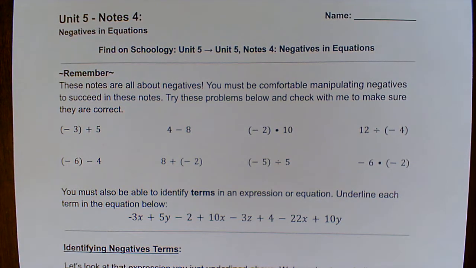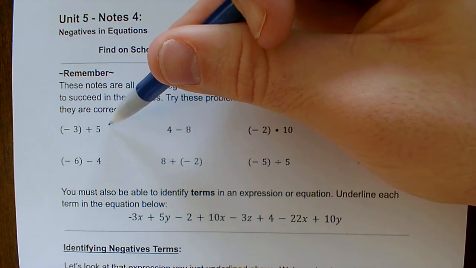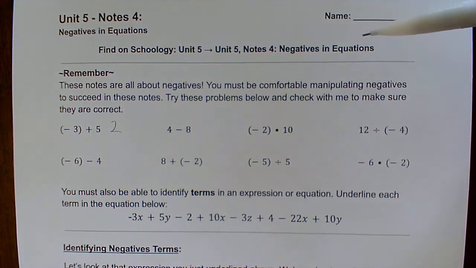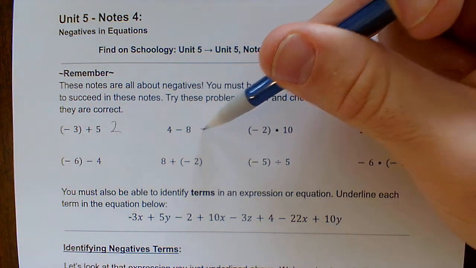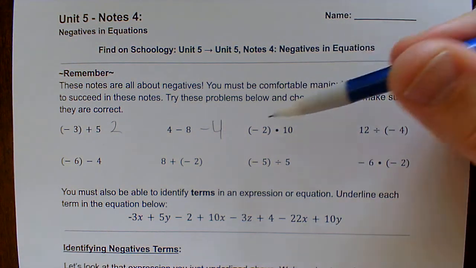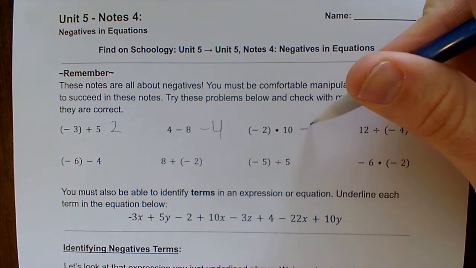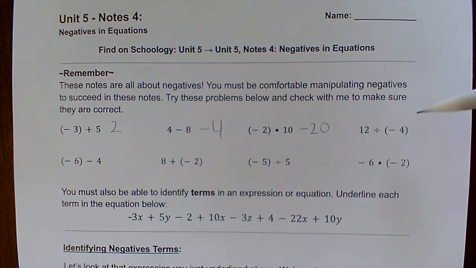Okay, let's go through these. First, I have negative 3 plus 5 is positive 2. 4 minus 8 is going to be negative 4. Here I have negative 2 times 10. Well, I have one negative, so when I multiply, my answer is going to be negative 20. The negative stays. Same thing here. I have one negative, so when I do 12 divided by negative 4, my answer is going to be negative 3.